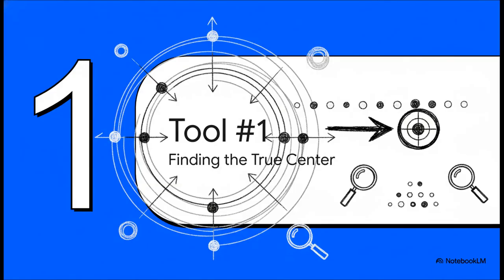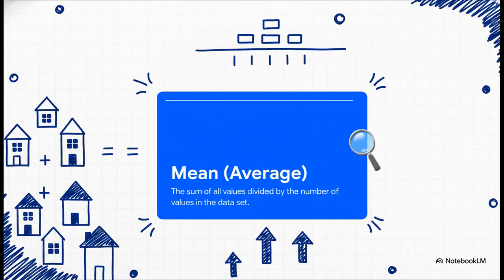To answer that question, we need to pull out our first tool. This one is all about finding the true center of our data, the main character of our story. Let's dig into the most common way people try to do this. First up is the mean. Now, you probably know this guy better as the average.